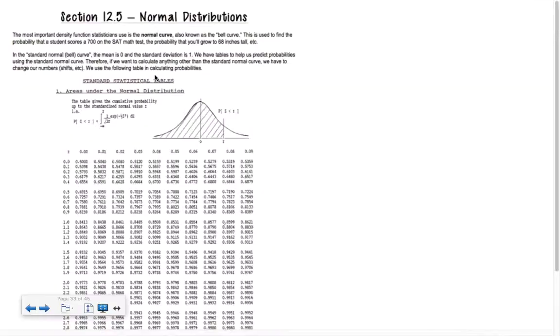Section 12.5, which is on normal distributions. So normal distributions are also called the bell curve. You might have seen these before. What group is studying the bell curve right now? You're in that group. Have you guys found things that are normally distributed? Yes. Lots of things, right?